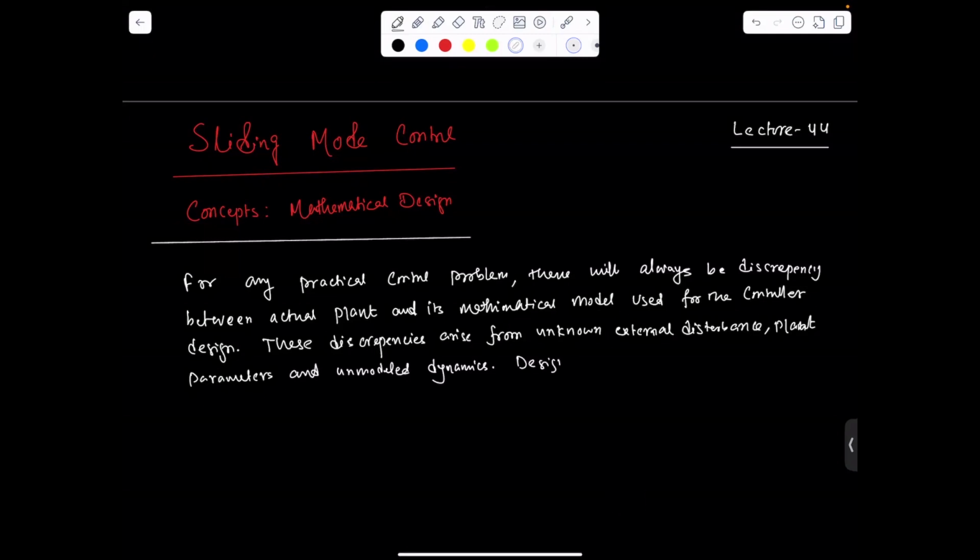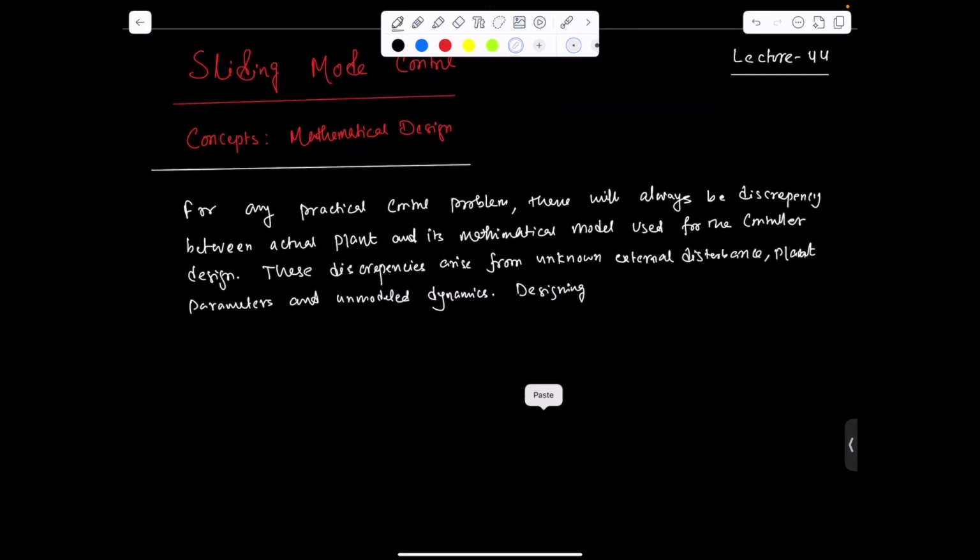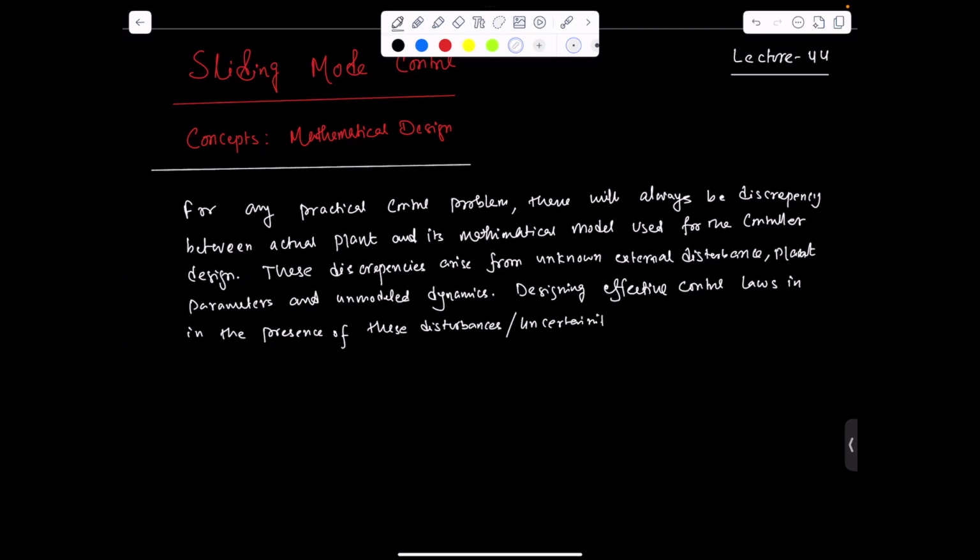Now, designing effective control laws in the presence of these disturbances or uncertainties is a very challenging task for control engineers.